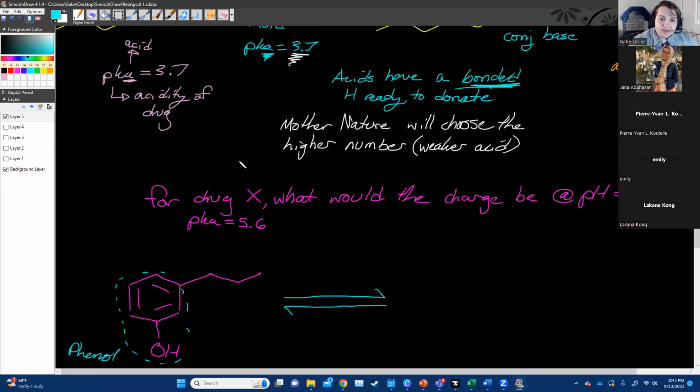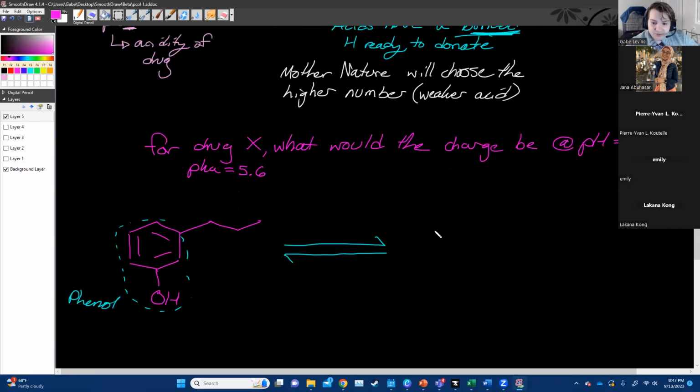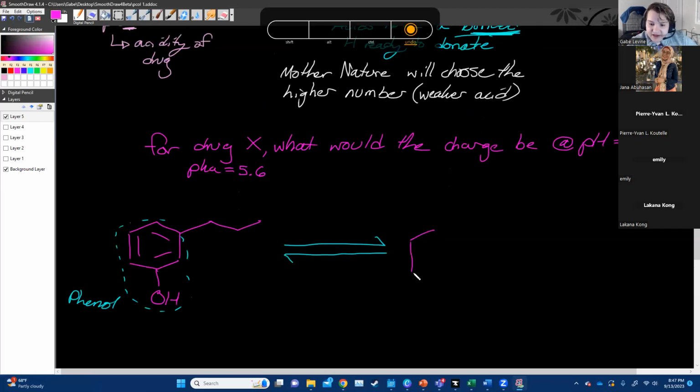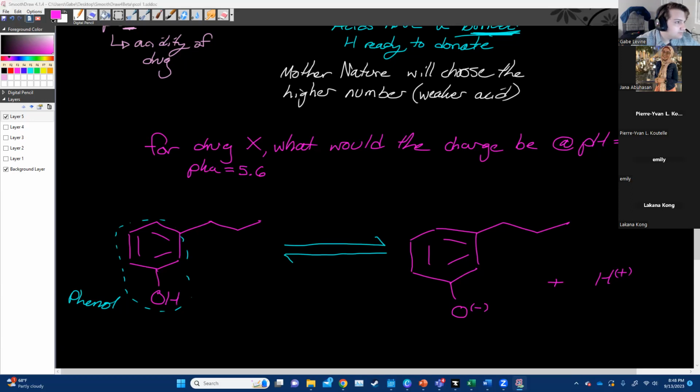Because we know that acids have a bonded hydrogen ready to donate. So what is the other structure going to be? It's going to be the same structure, except that that hydrogen has popped off and gone on holiday. Does that make sense so far? Any questions about how we found that?